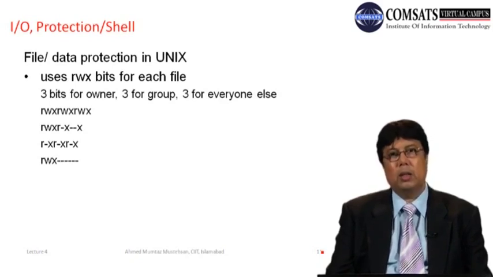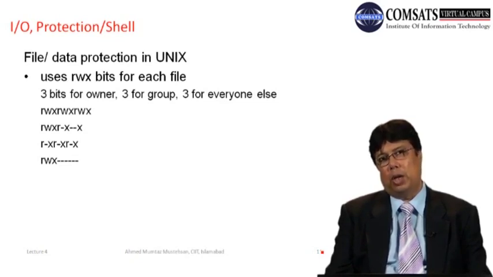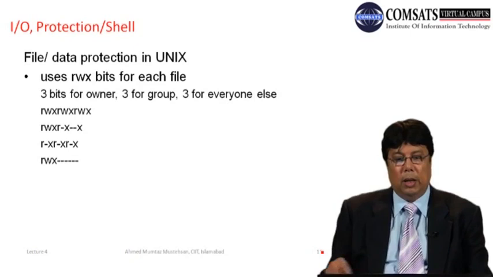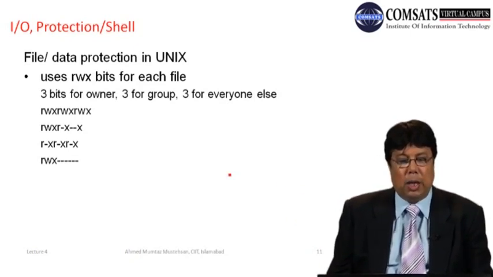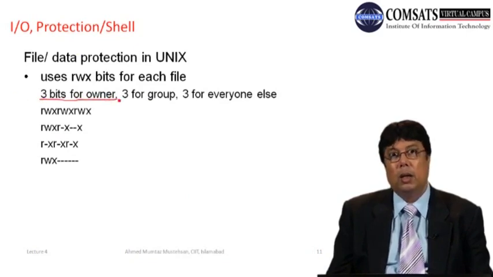The Unix operating system basically uses a 9-bit code. This 9-bit code gives you a very elementary, user level of protection. Although it's elementary, it's very useful. So this 9-bit code is split up into 3 bits for the owner.